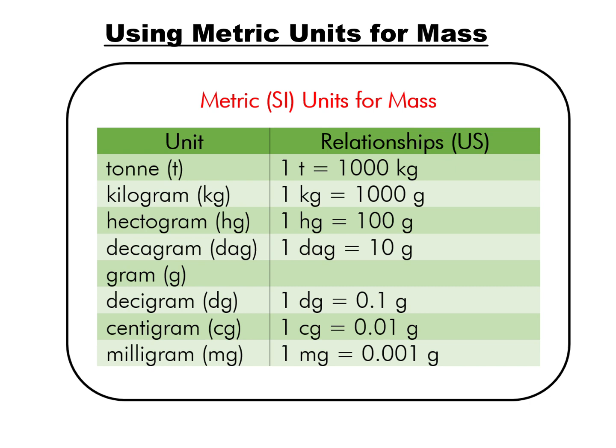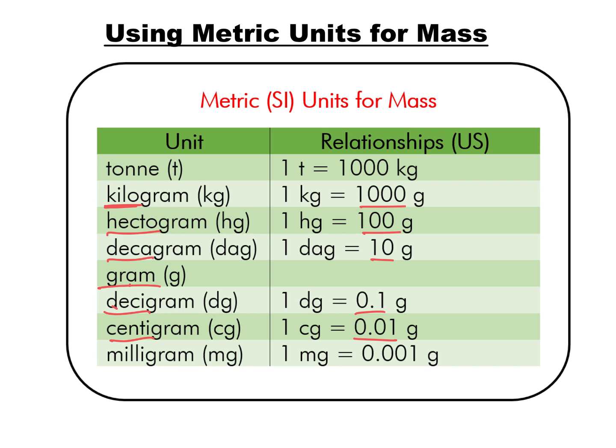Now, this is also pretty significant too, except for the ton. All of these are roots of the words we've seen before. Kilo means 1,000 grams. Hecto means 100 grams. Deca means 10 grams. Deci means 1/10 of a gram. Centi means 100th of a gram.